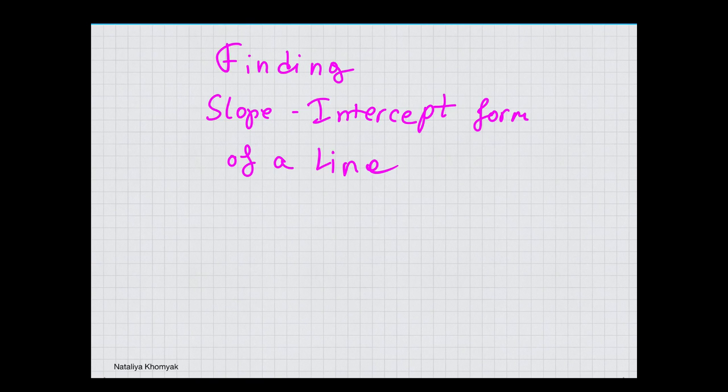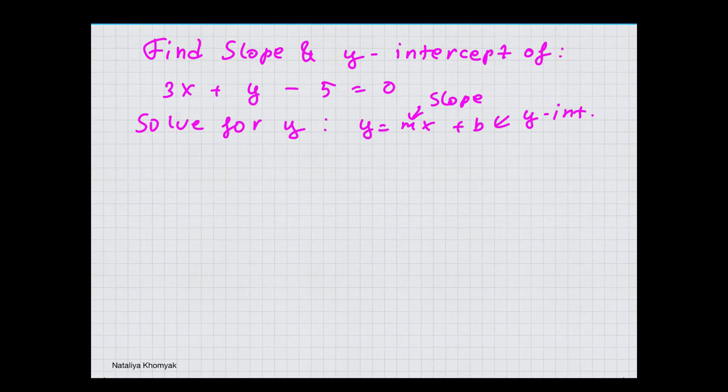Finding slope-intercept form of a line. So here we have a question to find slope and y-intercept of this equation: 3x plus y minus 5 equals 0. Every time you are given an equation and you need to find slope and y-intercept, just solve for y to get it in slope-intercept form of a line.